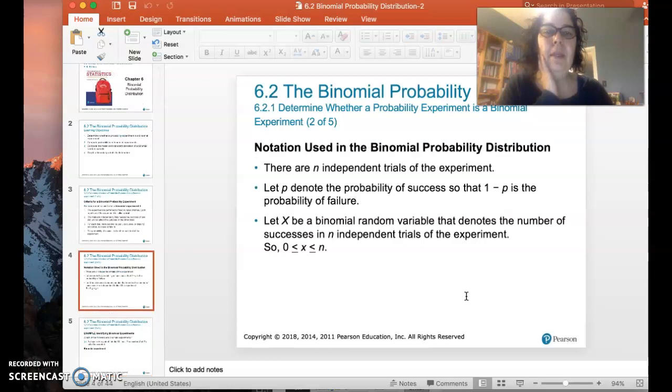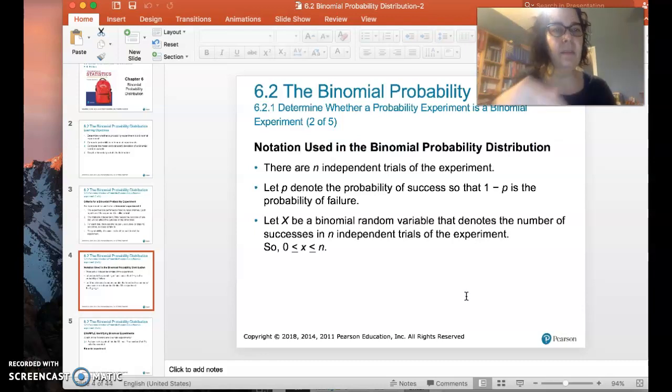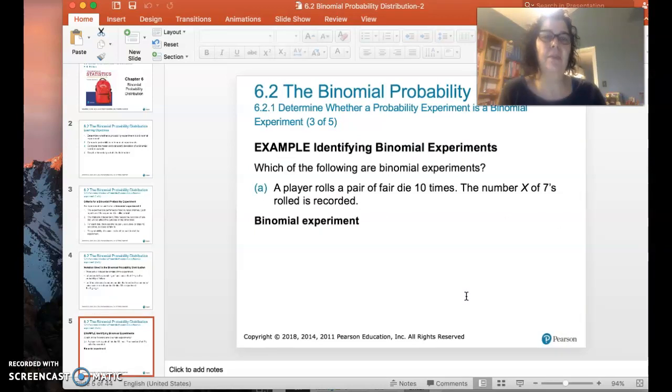And then you need to identify your n, number of trials, and your probability of success, p. 1 minus p is q. It is coming from the complementary event. So the probability of the event happening is p. The probability of the event not happening will be 1 minus p. And x will be the binomial random variable that denotes the number of successes, between 0 and n trials. So we cannot look for an x greater than the number of trials.